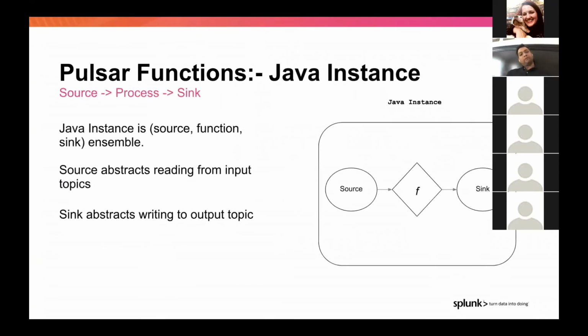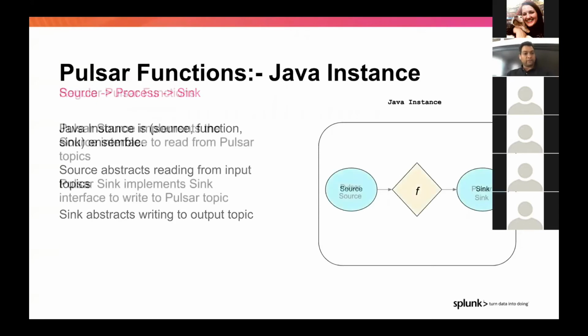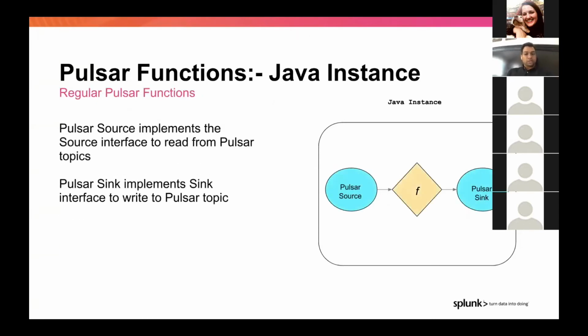If you look closely into the Java instance, the Java instance is actually encapsulated as a source, function, the actual logic, and a sink ensemble, right? Source is essentially a construct that abstracts reading from an input topic. Sink is an abstract concept for writing to an output topic, right? So if you look at a regular function, the source is nothing but a Pulsar source because it is actually reading from Pulsar. And the sink is a Pulsar sink because it's actually writing to a Pulsar topic.